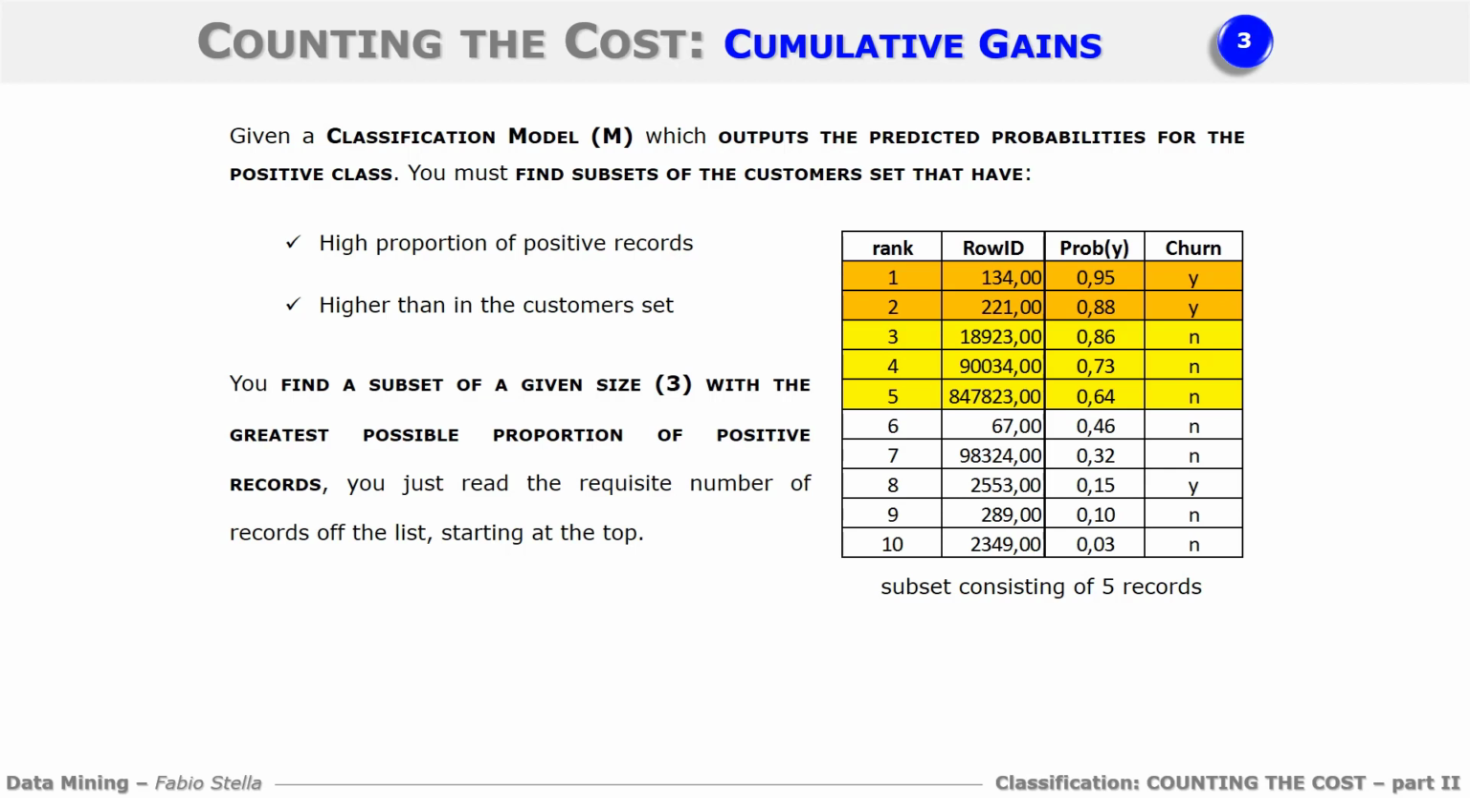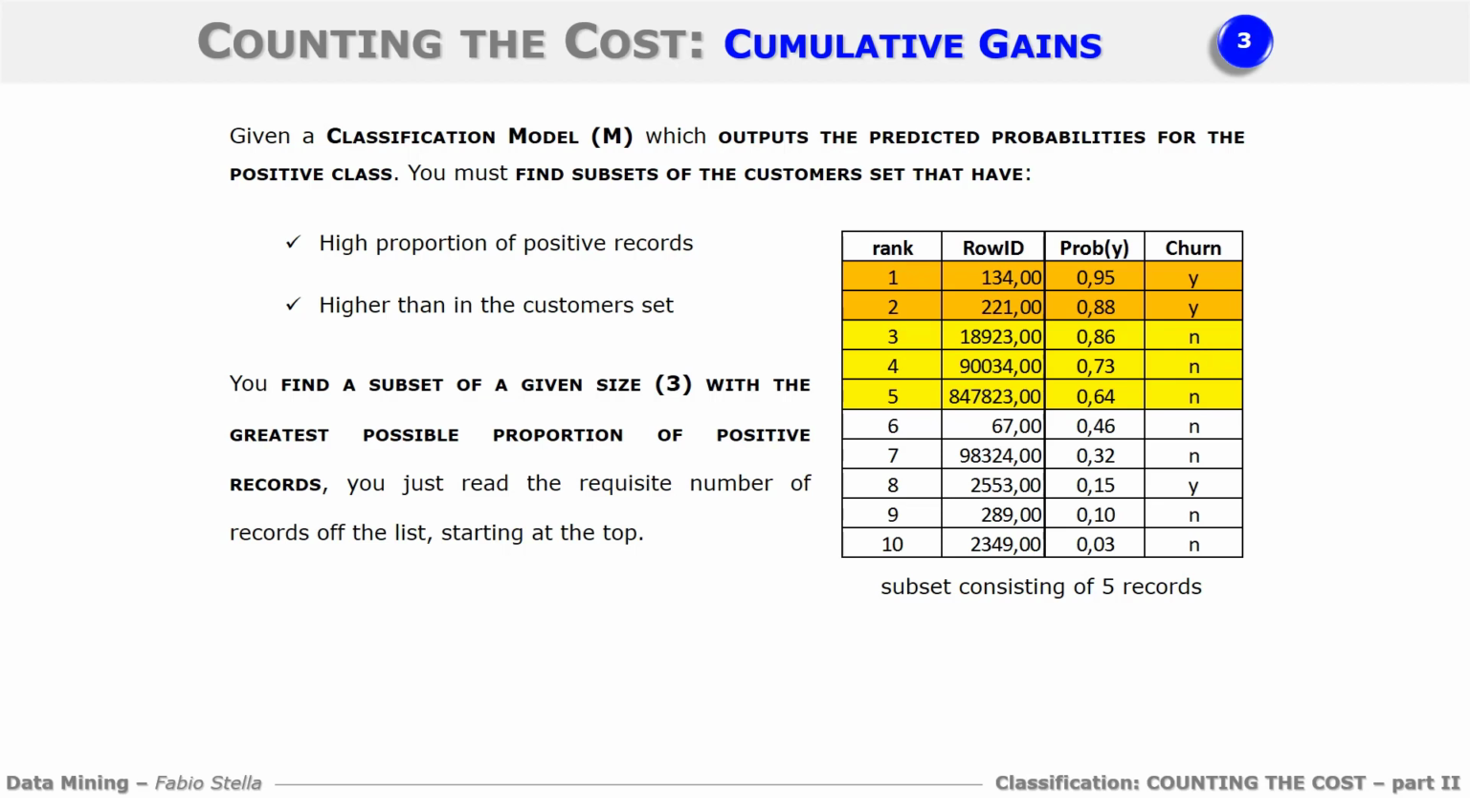To better clarify the concept of lift and to stress that the lift achieved by a classification model depends on the dimension or the cardinality of the subset of potential churners or potential customers which is selected, we now take into consideration the situation where the probability values computed by the classification model M are used to select a subset of potential churners which consists of 5 customers. In this case, as you can see, by including the rank 4 and 5 observations, we include non-churner customers.